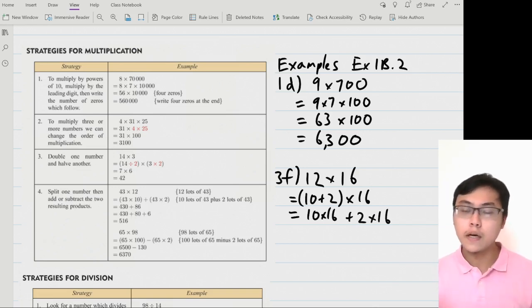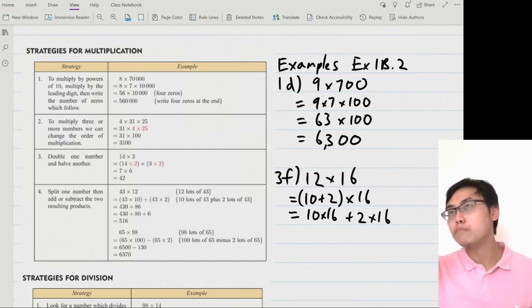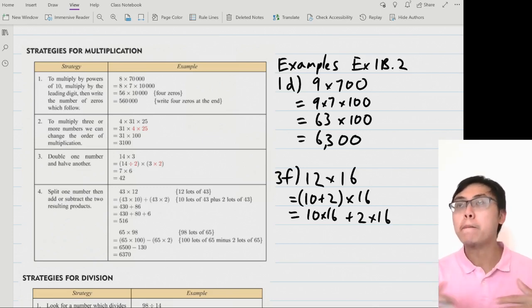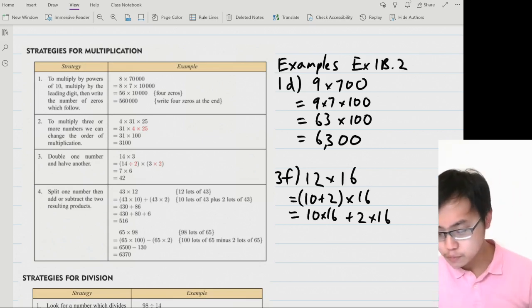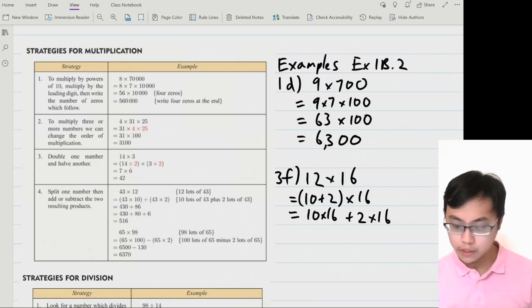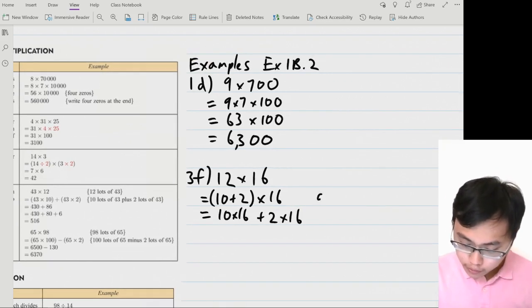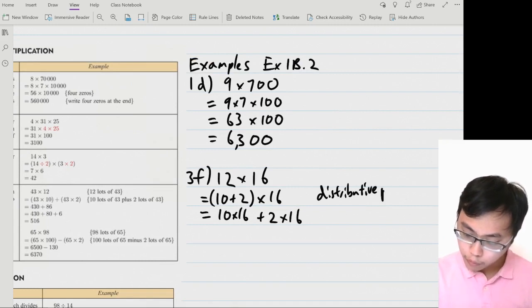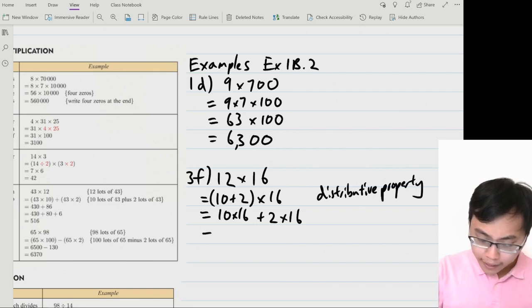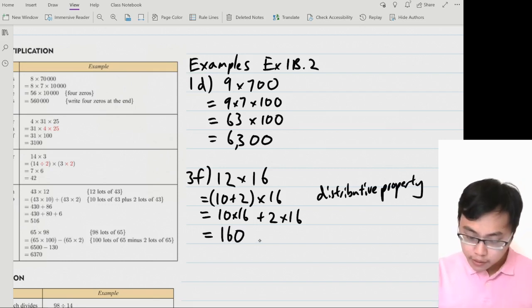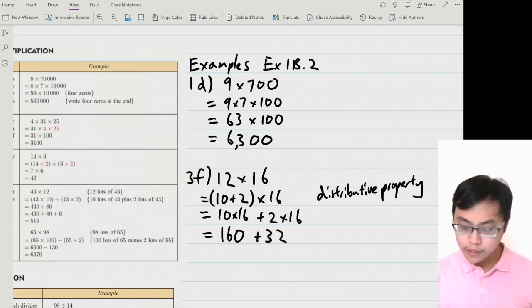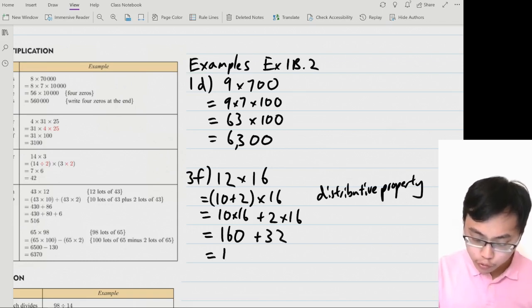So this is a strategy where you multiply into the brackets. It's called the distributive property. That's the name of this. Distributive property. I might just write that down here. With that, this now becomes 160, very easy. And then 2 times 16 is 32. That's also quite easy. And then once you add them together, that's 192.